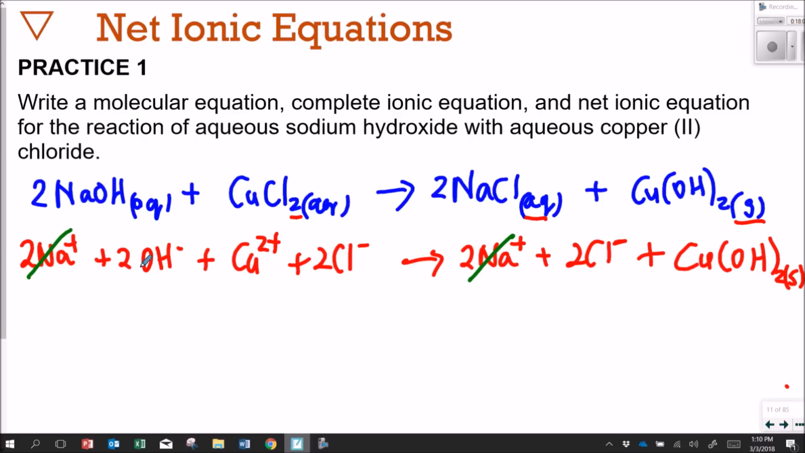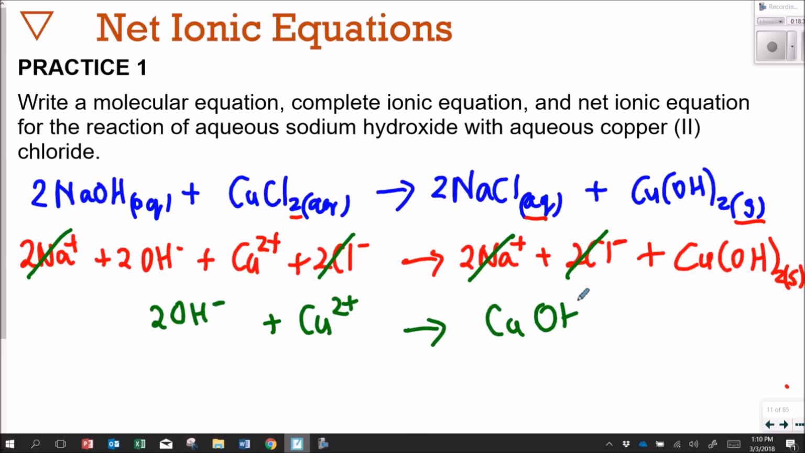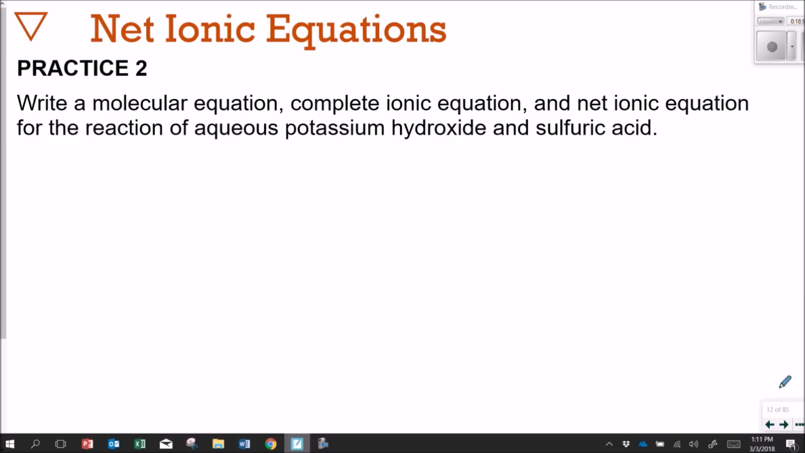Hydroxide is on the reactant side, but on my product side, it is part of the precipitate. Copper also is on the reactant side, but on my product side, it is also part of the precipitate, so it doesn't cancel. The chloride ions are on both sides, so they cancel out. And now I can write my final net ionic equation. I will have 2OH- plus Cu2+ will give me Cu(OH)2 solid.